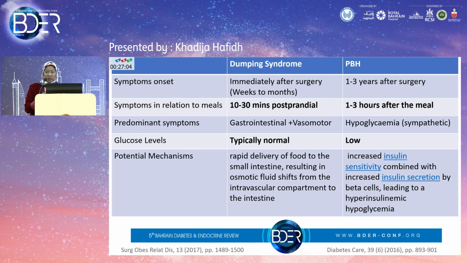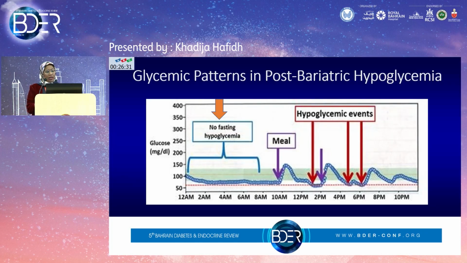And the mechanisms, I'll elaborate more on that with some illustrations. In dumping syndrome, it's thought that there's a rapid delivery of food into the small intestine, and so you get rapid osmotic fluid shifts that may cause both the GI and vasomotor symptoms. Whereas in post-bariatric hypoglycemia, we think it's mainly because of increased insulin sensitivity and insulin secretion from the beta cells.